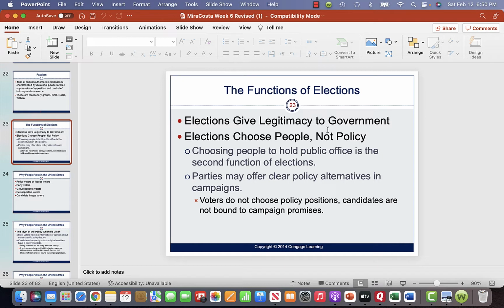Specifically here in the United States, we don't necessarily choose policy when we look at who we're going to vote for. We usually go with people. I mean, there's going to be a segment of people that vote based off of policy, but that's not really the determining factor that people use. And we'll go into that.